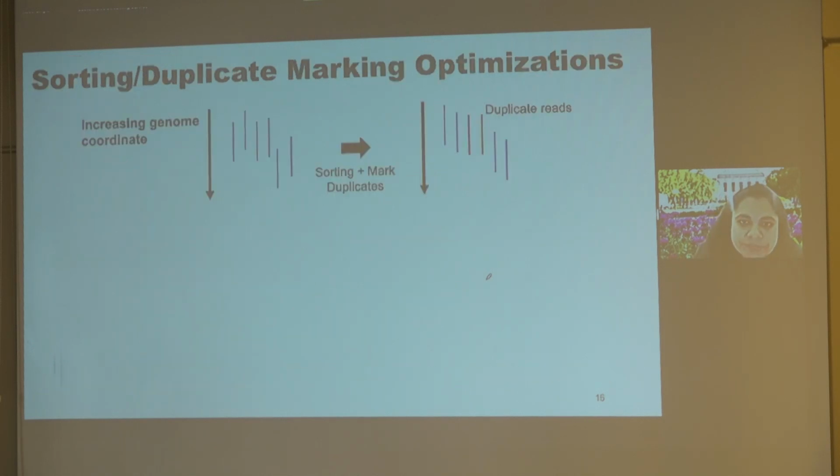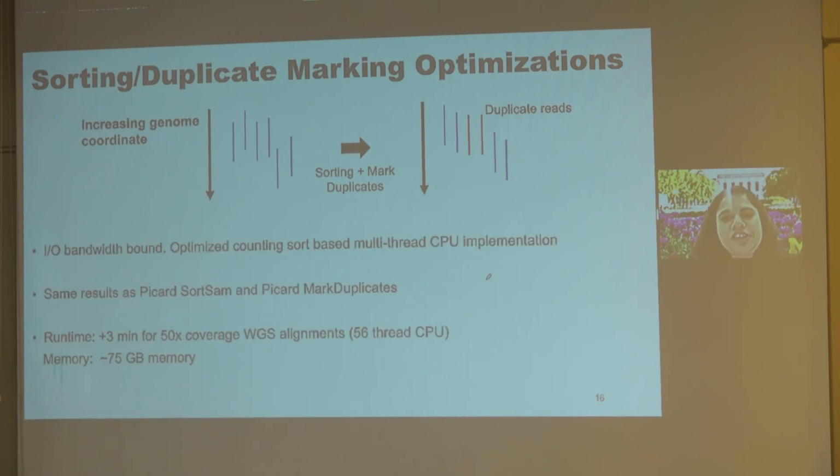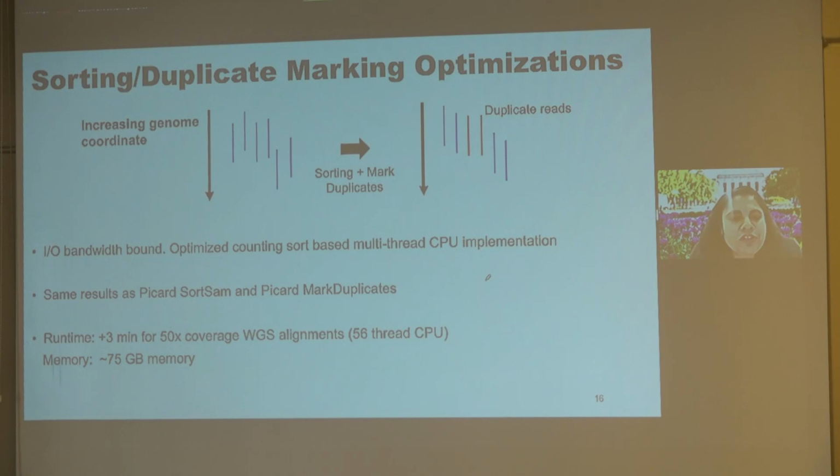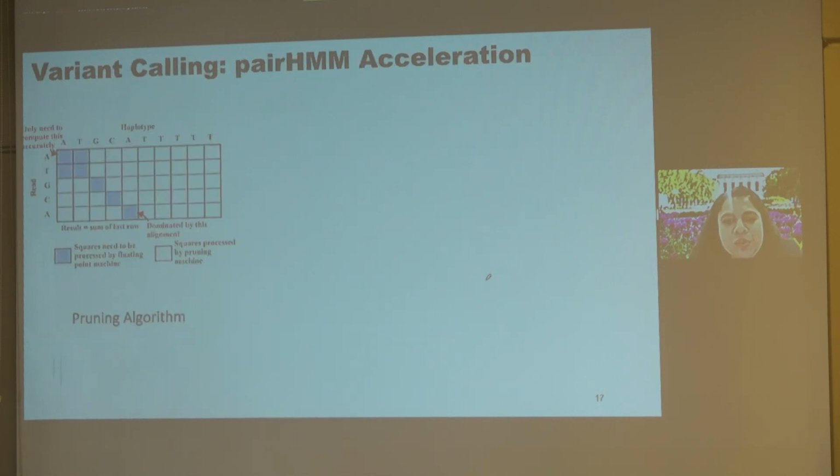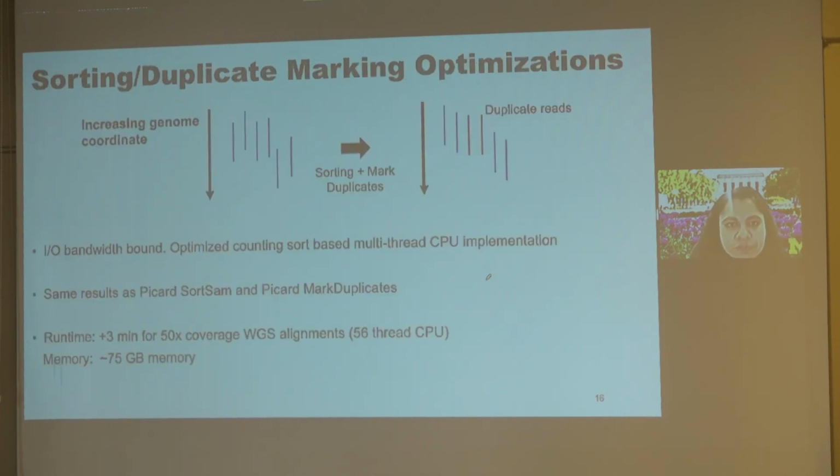So the next step is sorting and marking duplicates. It's not intellectually very exciting, but you have to make the step work and fast so that we can get a good end-to-end result. So we built a main memory sorting method and mark duplicates. It was just some software engineering here, but we could reduce the time from the current Picard tools by quite a bit once we hacked it out.